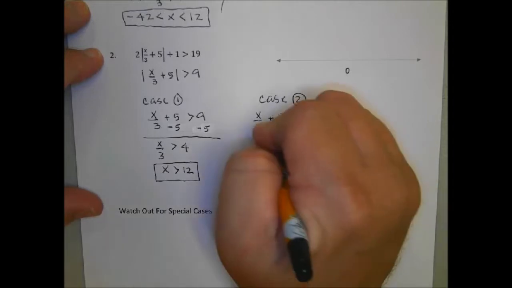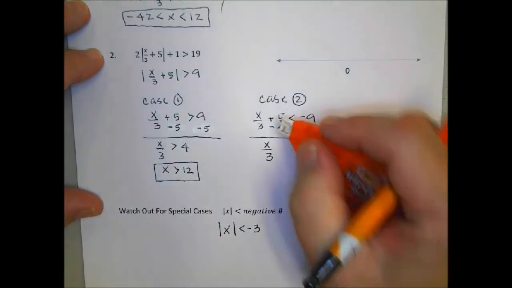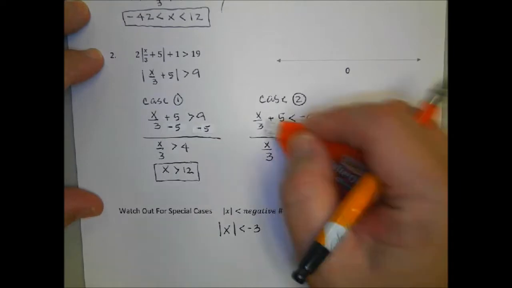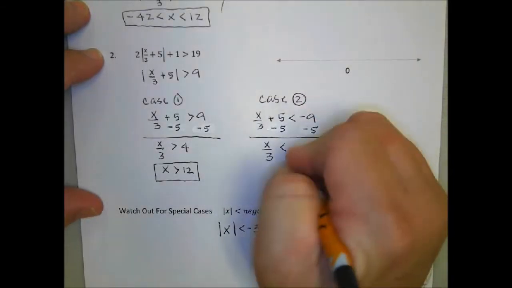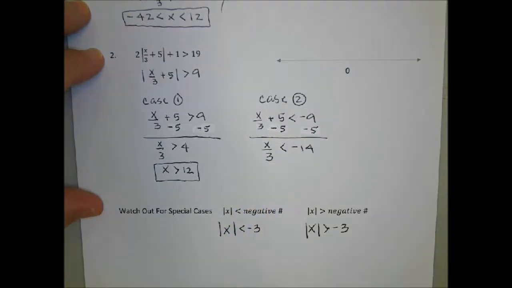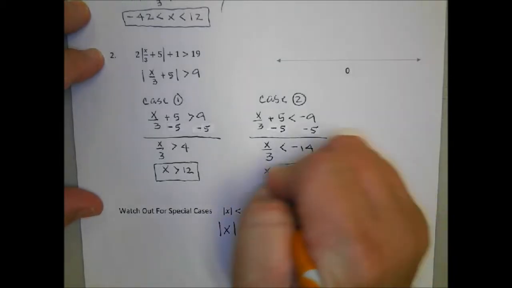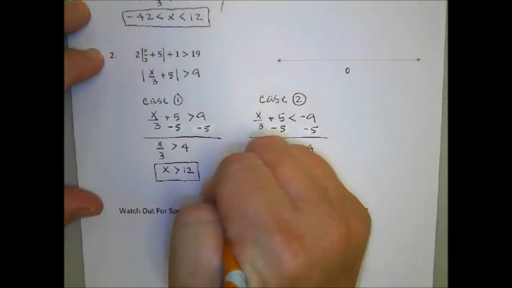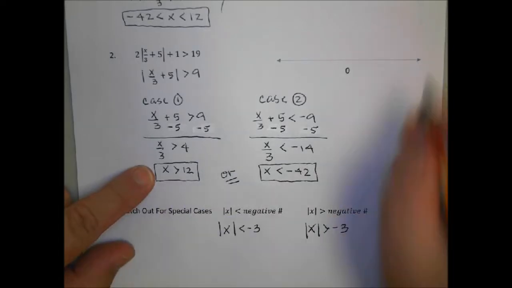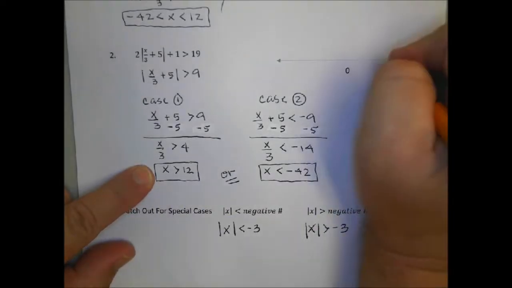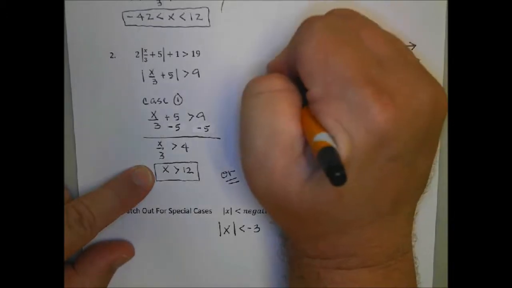Now the case 2 answer, subtract 5. So x over 3 is less than negative 14. Multiply both sides by 3, and you get x is less than negative 42. Now we join those two answers with the word or, and now it's time to graph those answers. So all values of x that are greater than 12 or all values of x that are less than negative 42.